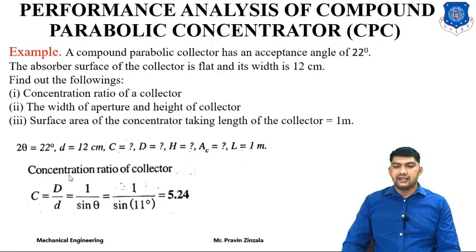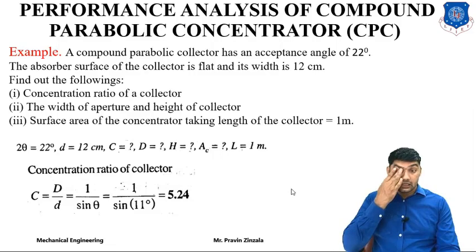First of all, we calculate the concentration ratio of collector, meaning capital C is equal to capital D divided by small d, which is equal to 1 upon sine theta. Here the given acceptance angle is 2 theta equal to 22, so theta is equal to 11. So our answer is 5.24. So this is the simple example. We can also calculate directly from the given data.